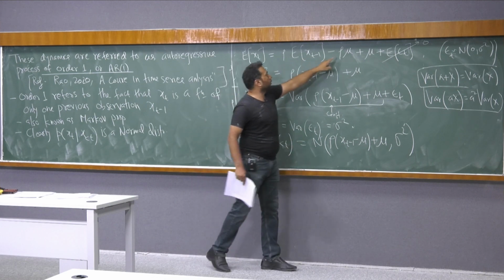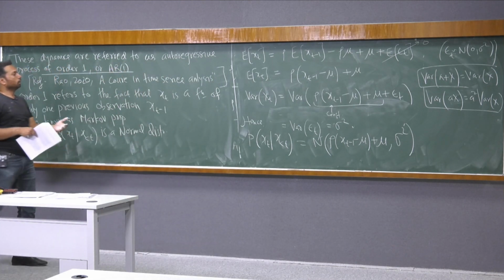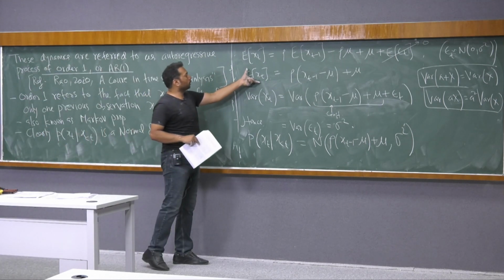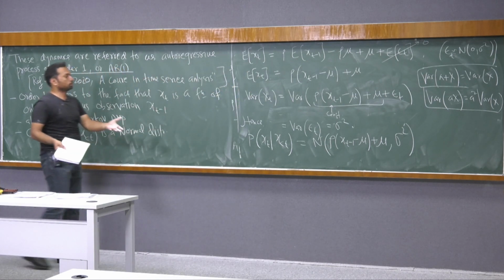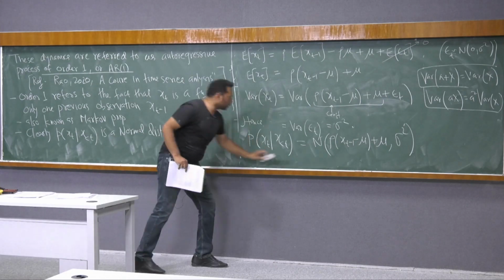So this becomes rho mu minus rho mu, that gets cancelled, and you get only mu. And then you can do this recursively. X3, since expectation of x2 was mu, it remains mu. So due to induction, the expectation of xt actually remains mu. Okay, so that's a good thing to point out.